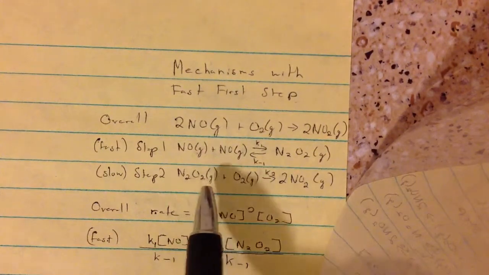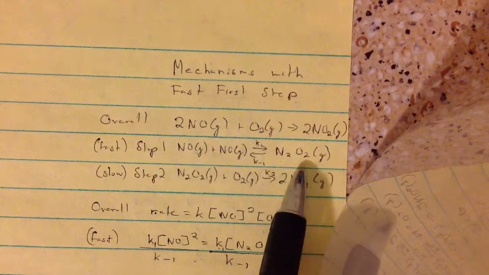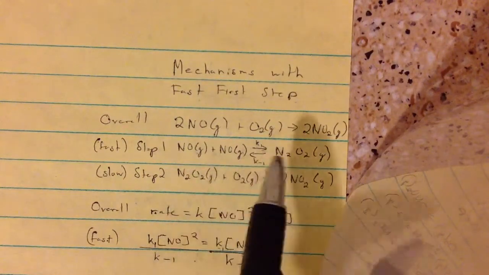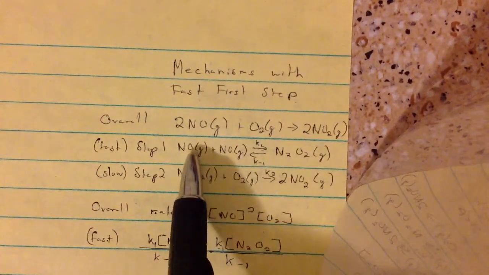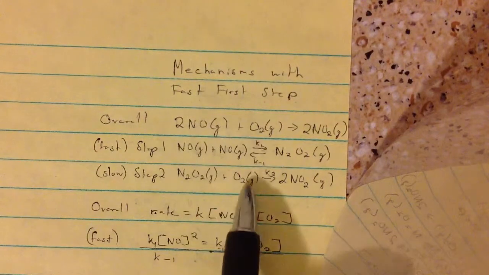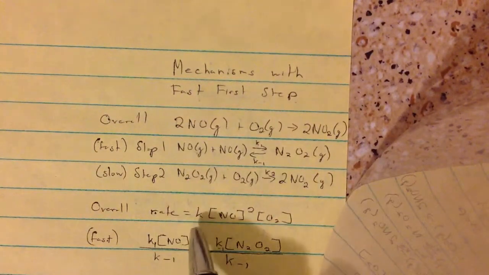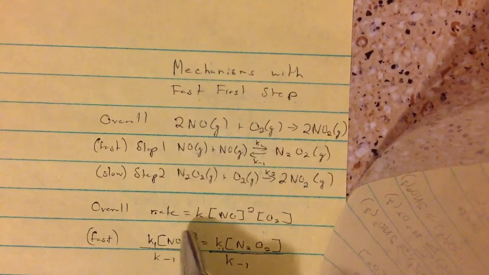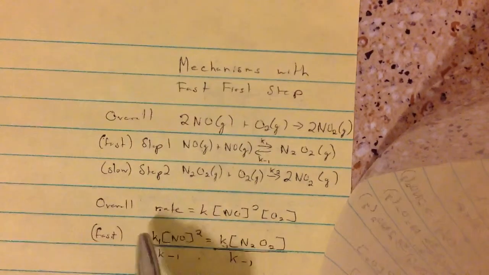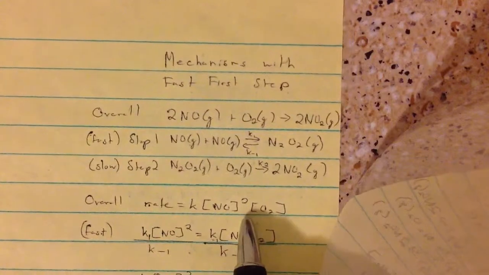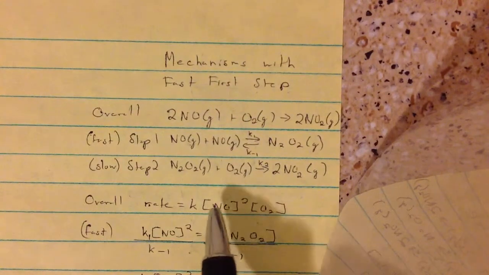So we cancel. We see that N2O2 and N2O2 are on both sides, so we can cancel both of them. Then we're left with 2NO, O2, and then 2NO2. So it matches. The next thing is the rate law. The rate law is determined like this. They gave us the rate law for the overall.